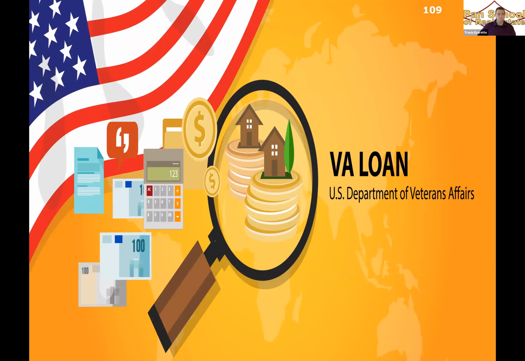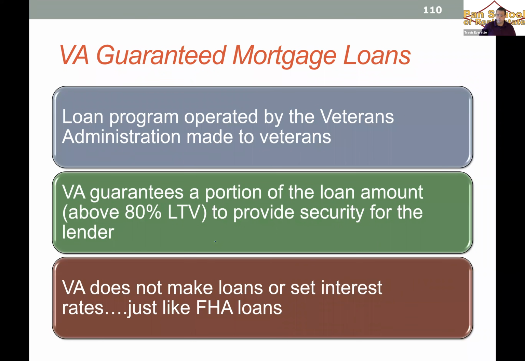The VA loan, which is the second big category of government-backed loans. The VA loan program, which stands for Veterans, the U.S. Department of Veterans Affairs, or the Veterans Administration, is a mortgage loan program that, again, the government is not lending money, but it is providing insurance or a guarantee for these loans in case of default.